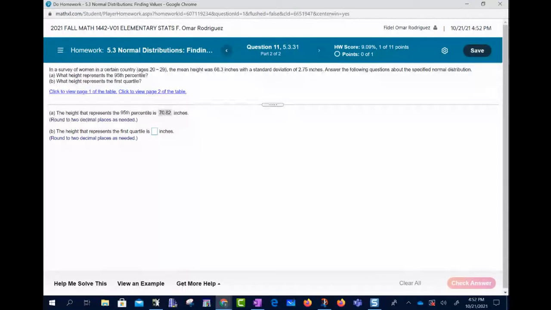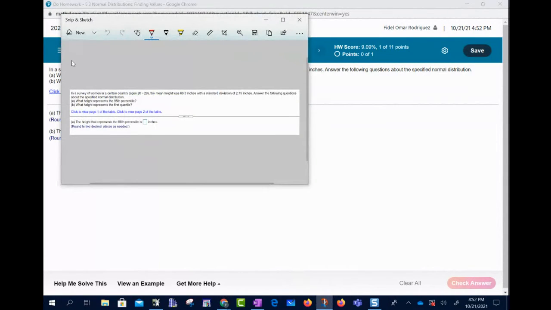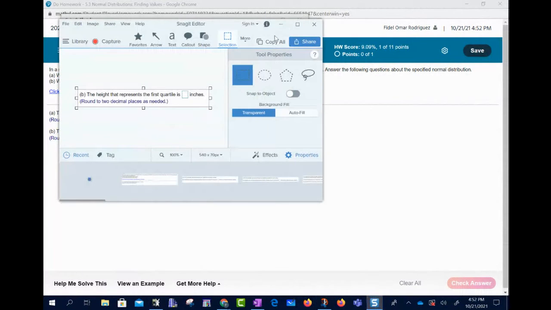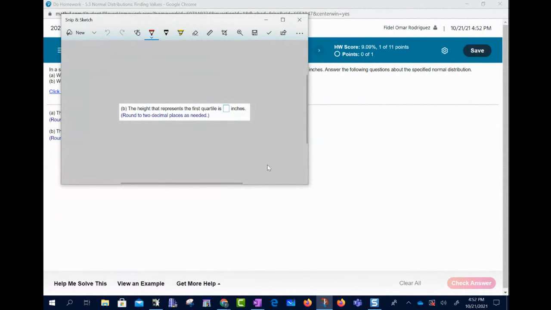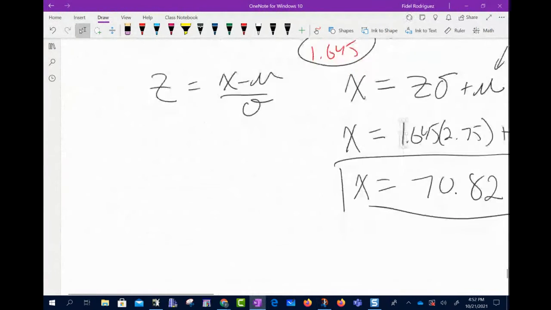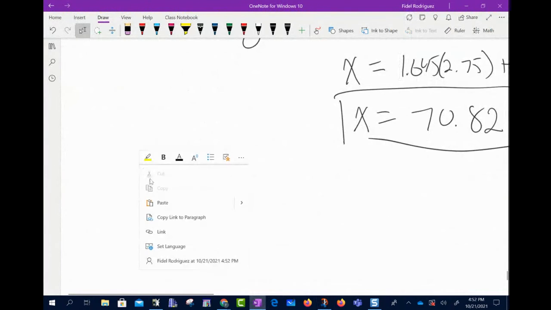And now let's do the same thing for part B. Part B says, what about the first quartile? And this one, I'll show you directly using the calculator so that we don't have to pull up the table. But again, if you want to use the table, you can. But like I said, I think for the most part, the calculator is usually what a lot of people like.